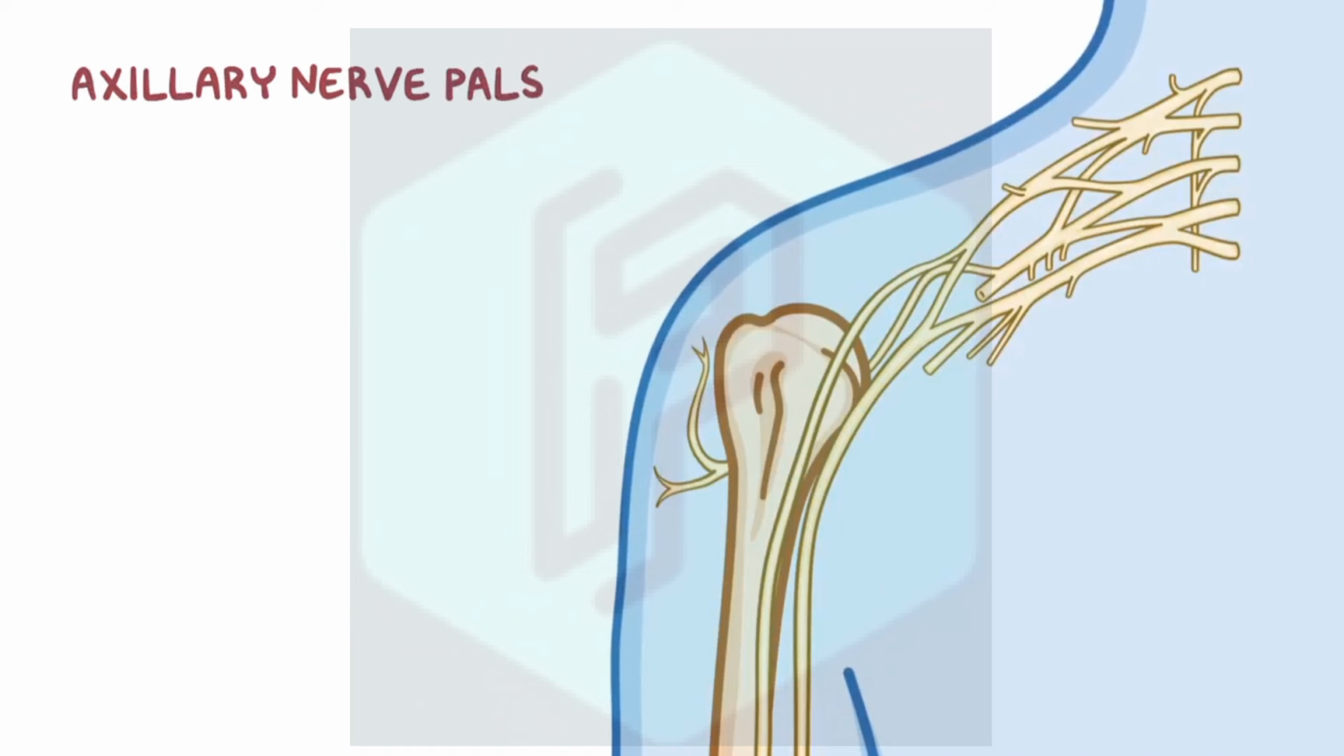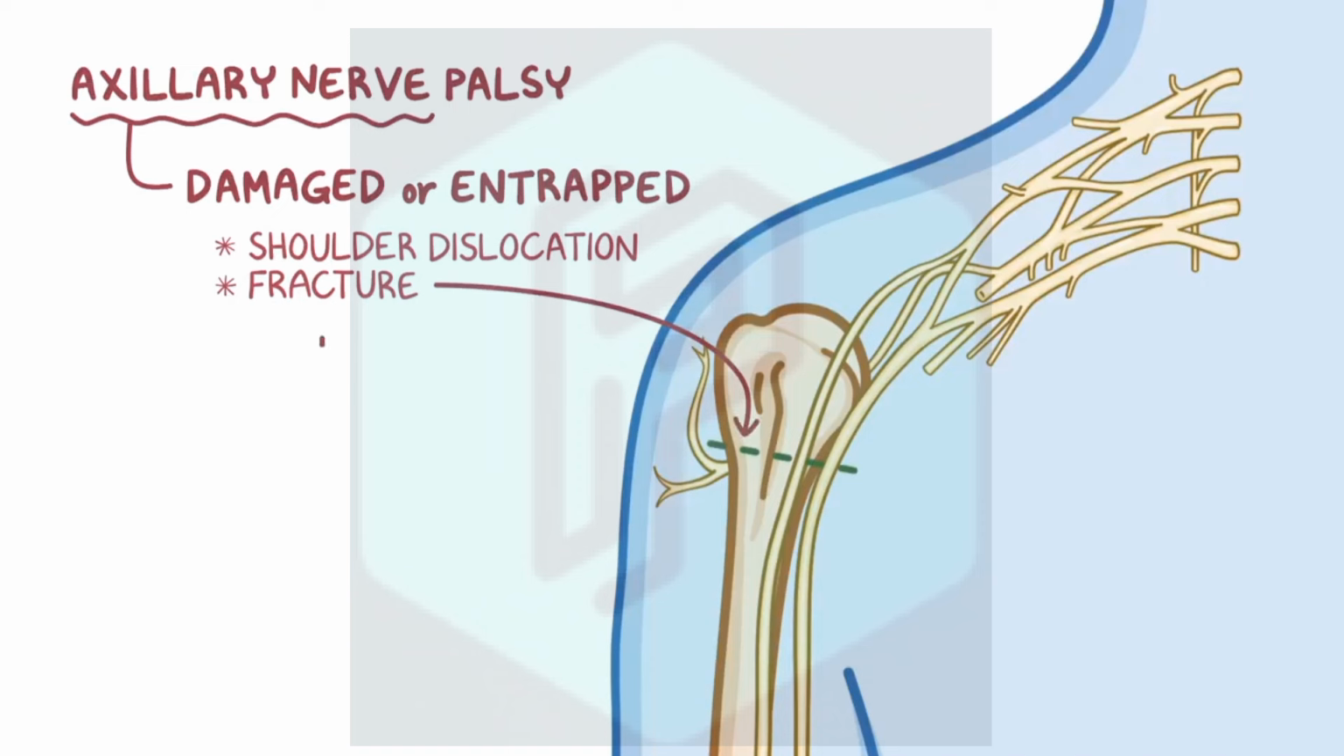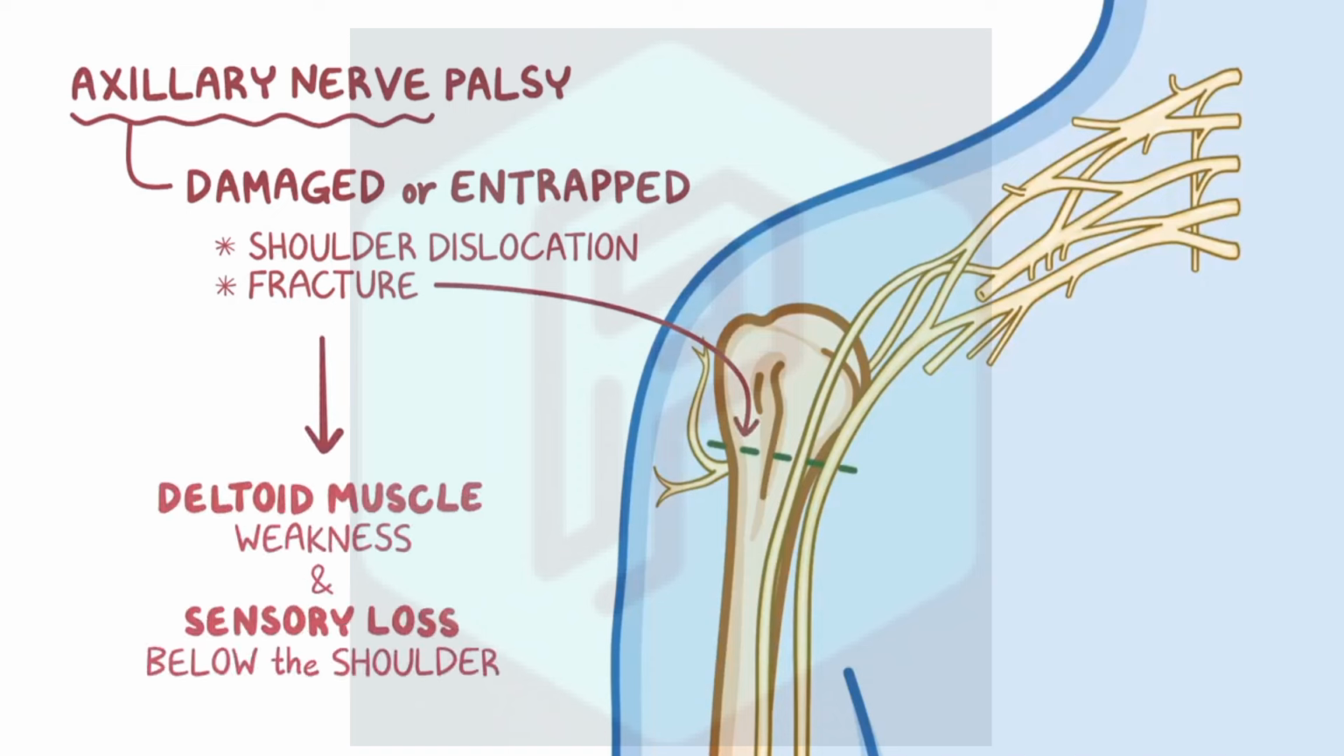Axillary nerve palsy happens when the axillary nerve is damaged or entrapped, usually following shoulder dislocation or a fracture of the surgical neck of the humerus bone, which causes deltoid muscle weakness and sensory loss below the shoulder.